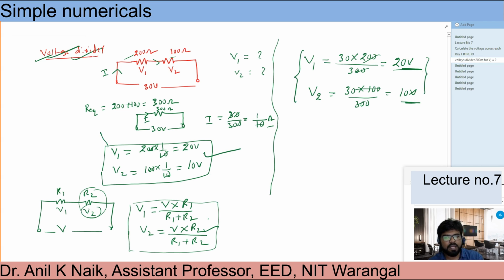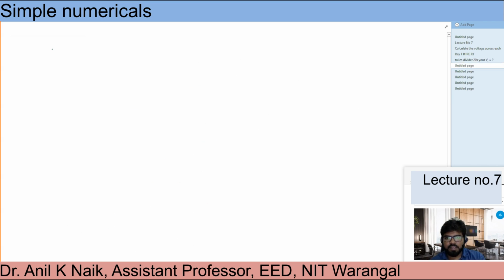This is by applying the general solution that we have done using Ohm's law, KVL and KCL. You need to understand what this voltage divider technique is, and how you can easily apply it to any circuit. Now we will see the current division technique.